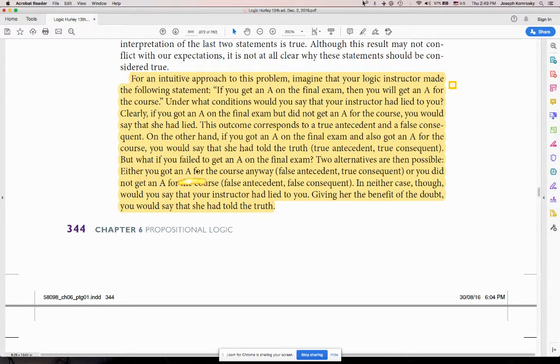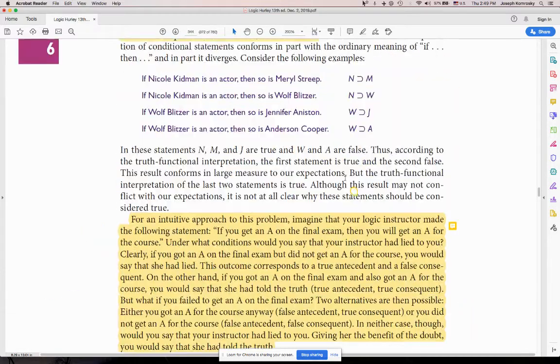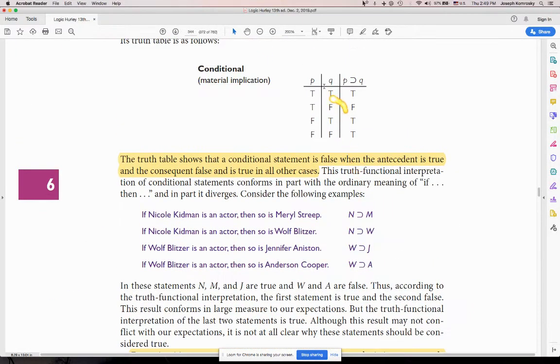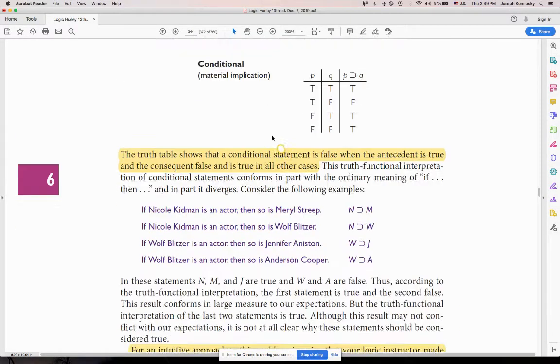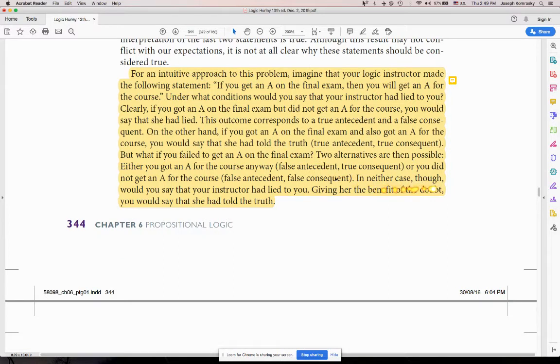So let me read. If you got an A in the course anyways, that's a false antecedent, true conclusion. Or you didn't get an A for the course: false antecedent, false consequent. So if you bomb the final exam and you bomb the course, I didn't lie to you, because you didn't satisfy the first condition that I said you had to meet. You had to get an A on your final exam in order to do that. So in neither case would you say that your instructor has lied to you. Giving her the benefit of the doubt, you would say that she had told the truth.